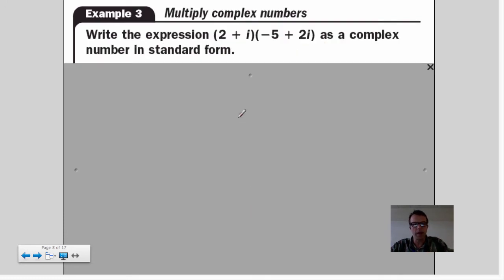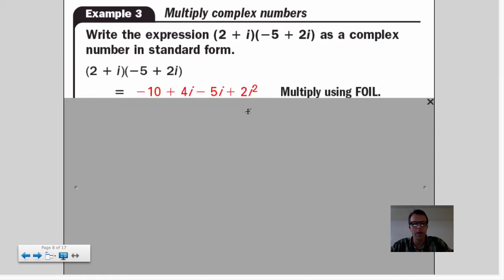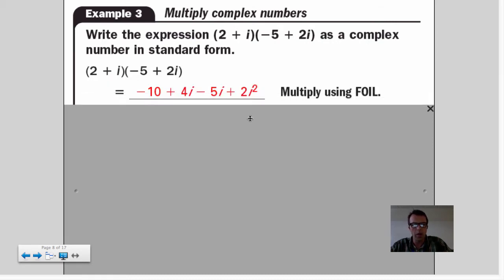Multiplying complex numbers. All right, this gets a little more exciting. So if you kind of look, this has that same look as what you were expanding in intercept form, and we FOIL here. That's our first step. So multiply using FOIL. Everybody gets multiplied. 2 times negative 5 is negative 10. 2 times 2i is 4i. i times negative 5, negative 5i. And finally, i times 2i is 2i squared. So we're not done. Hopefully you can see here I've got like terms. These guys are like terms.